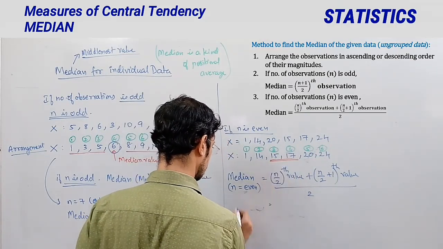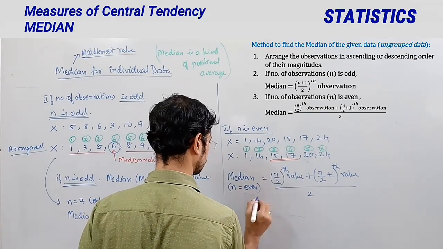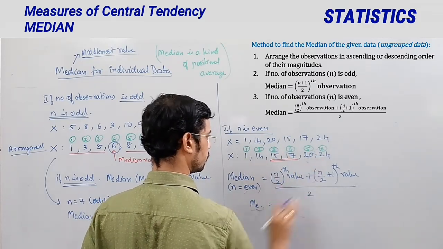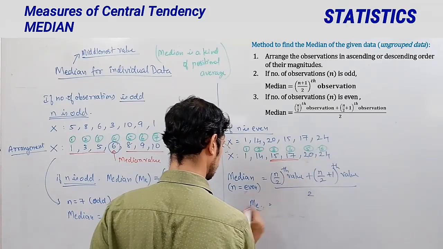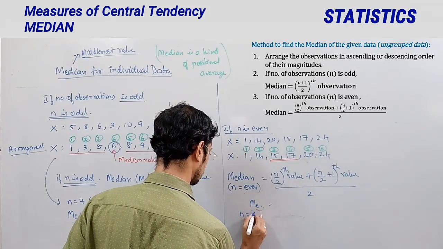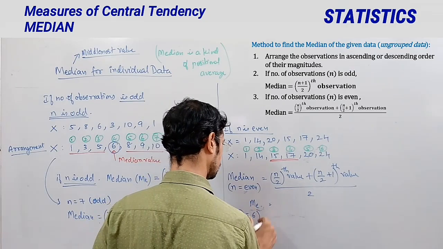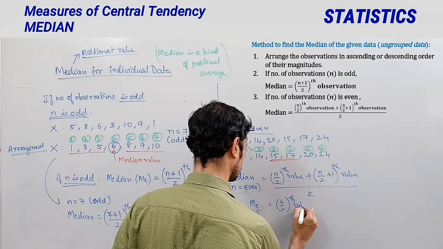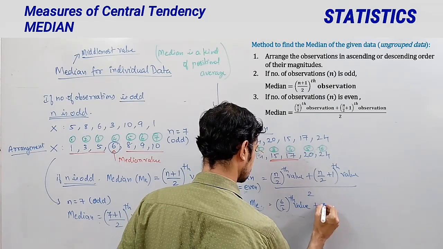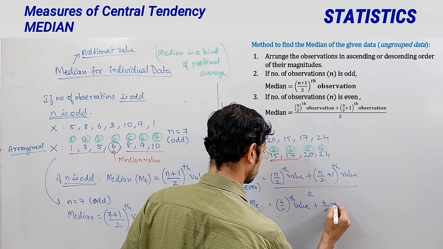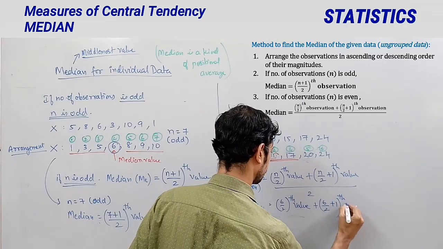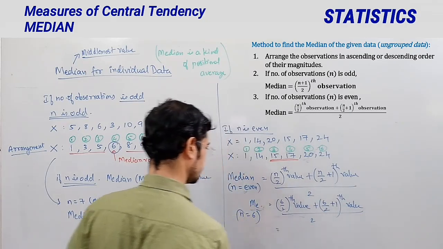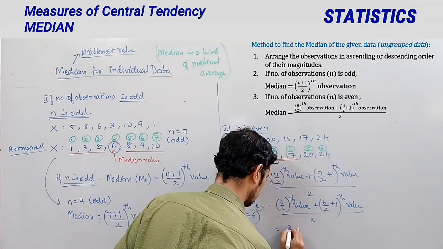Okay, so in this case the median will be equal to the third value plus the fourth value. What is n? N is equal to 6. So when n is equal to 6, it is the 6 by 2 value plus the next value, or 6 by 2 plus 1th value, divided by 2.